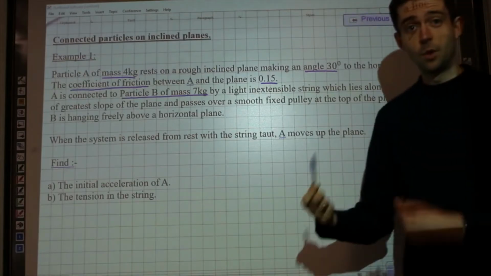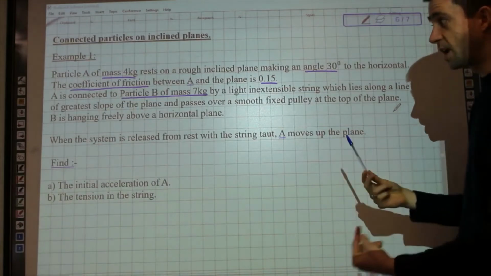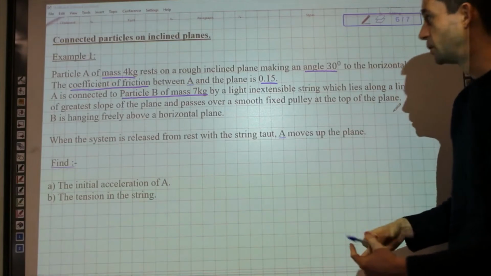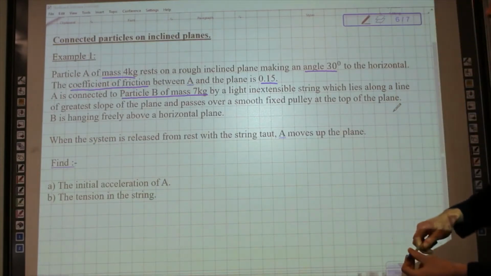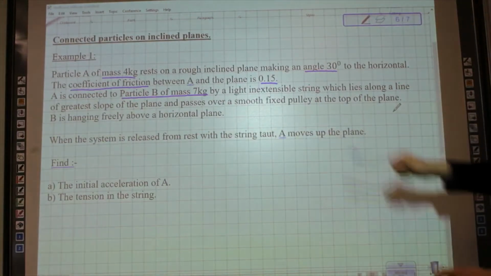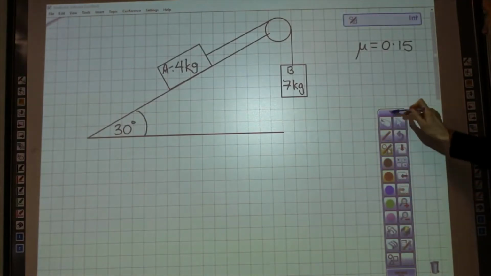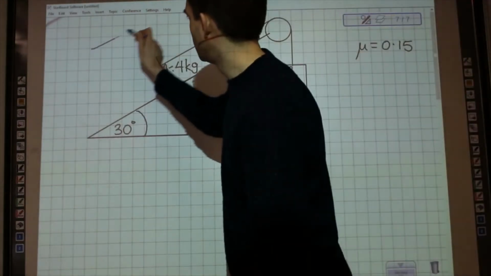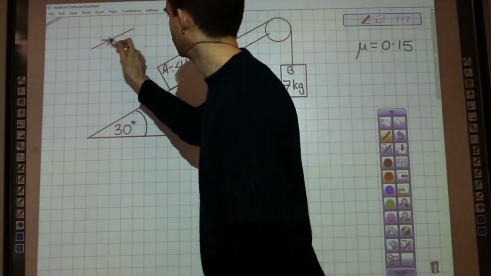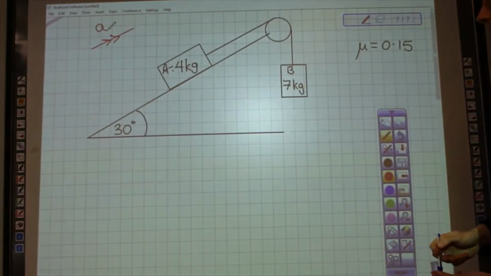Now, importantly, if you watch the previous video, you'll remember that I said that it's important to know which direction the system's moving, because that's going to have an effect on how we draw on the frictional force. So it says here, when the system is released from rest with the string taut, A moves up the plane. So to acknowledge that, I'm going to draw an arrow like that with 2 dashes on it, and I'm going to label that a.